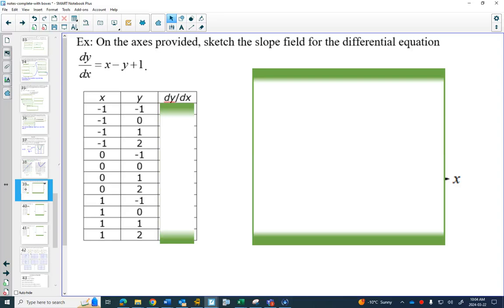So, what do we do for these next couple questions? You've got your equation. Figure out your dy dx. Do a bunch of mental math. Fill in that chart. Then, to the best of your ability, draw those slopes at those points.